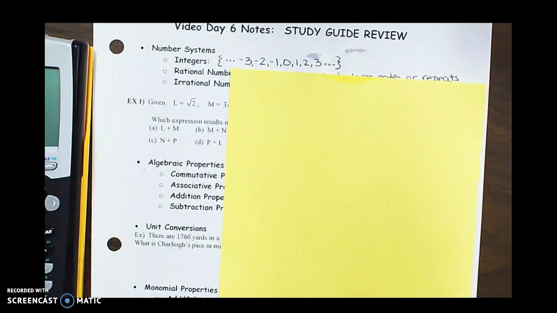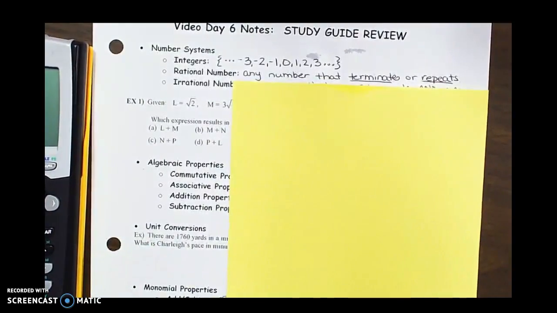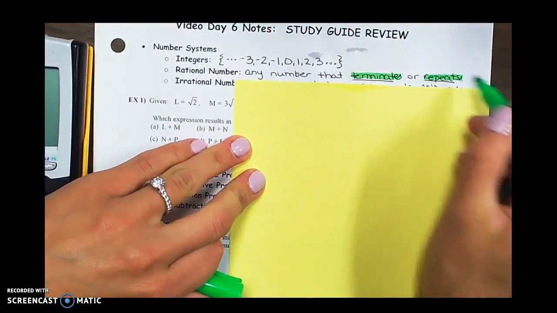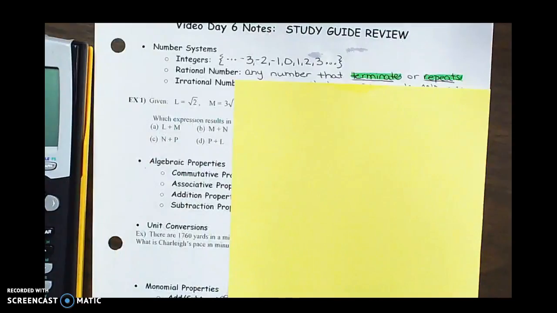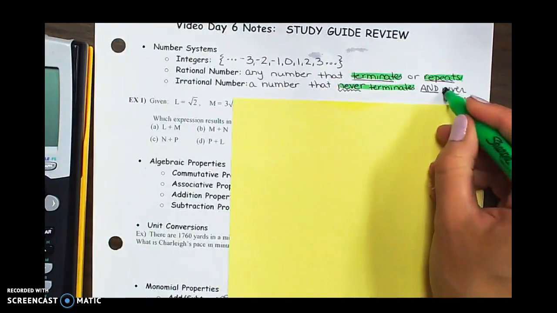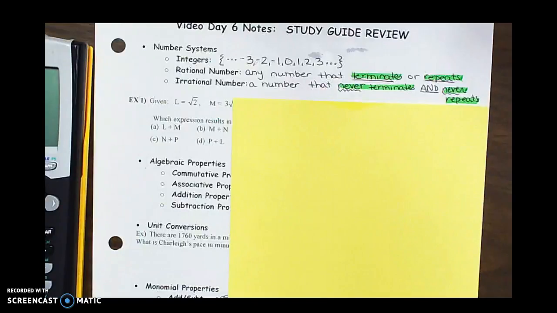Now, a rational number is any number that terminates or repeats. So it can do either one. It has to either terminate or repeat. An irrational number is the opposite. It is a number that never terminates and never repeats. So it has to do both: never terminate and never repeat.